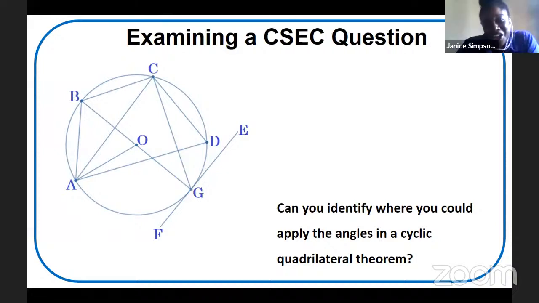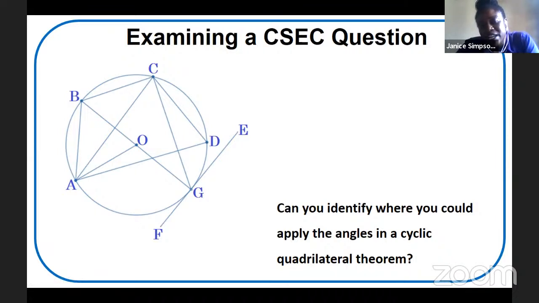Is there any other? We have a lot going on in this diagram. Can you identify any other quadrilateral within this diagram that you can say is a cyclic quadrilateral? Are you sticking with A, B, C, D? Just A, B, C, D. You have B, D, C, G. Let me see. Look at that one carefully for me.